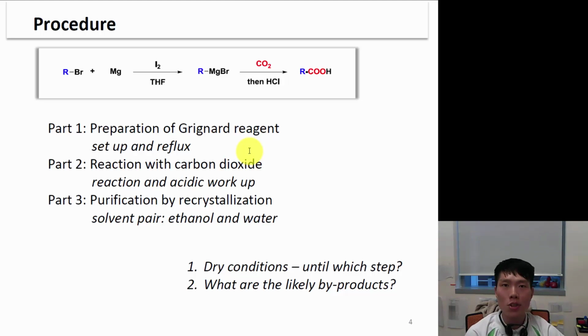Right, so there are 3 parts for this procedure. Part 1 will be the preparation of the Grignard reagent. You're going to make it yourself. So we talk about the setup and the reflux conditions involved. And then part 2, reaction with the CO2.